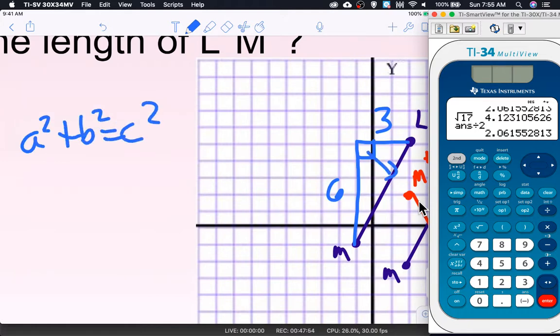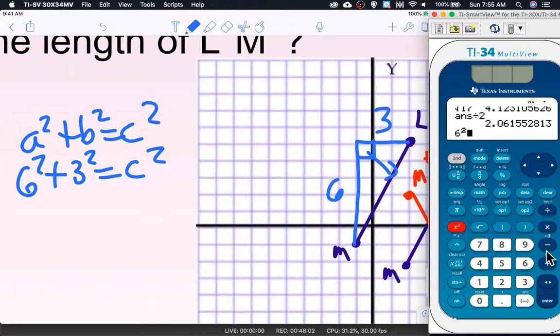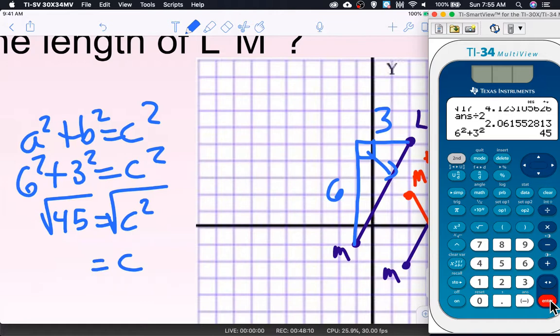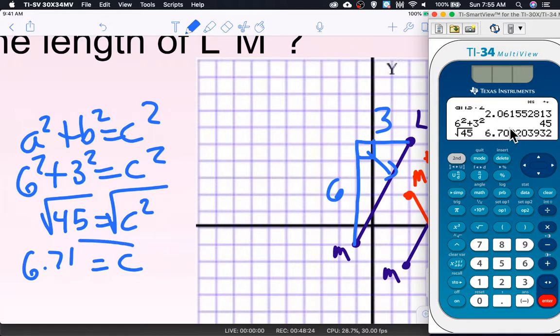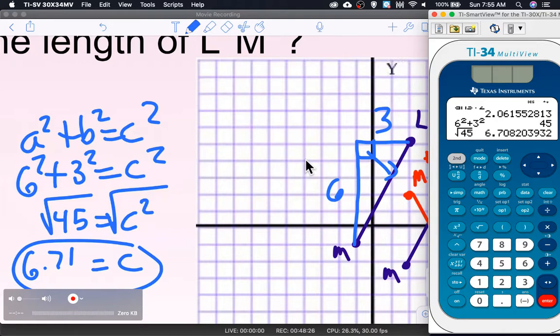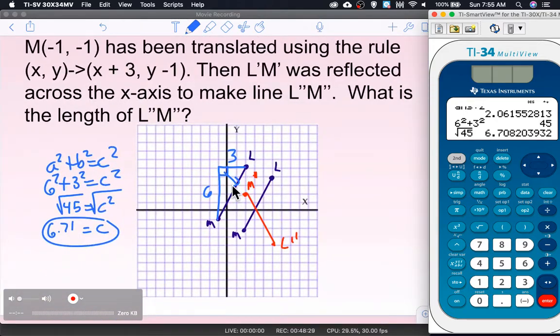The missing side is my hypotenuse. So 6 squared plus 3 squared equals c squared. That's 36 and 9 is going to be 45, but double check it. Told you. 45 equals c squared. I'm going to square root both sides, and c equals 6 point something. 6.71. Rounding to the nearest hundredths, the 8 would make the 0 round up to a 1. So that would be the length of the line. It's the length of all 3 lines: the pre-image, the first image, the second image.